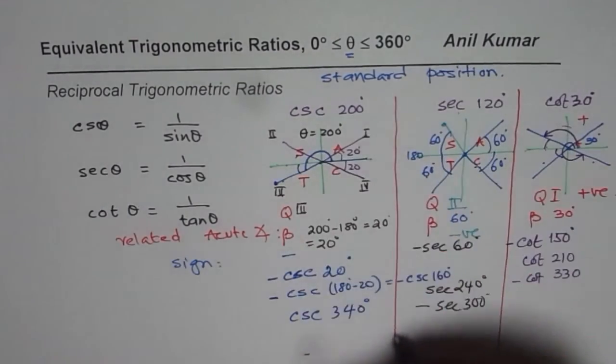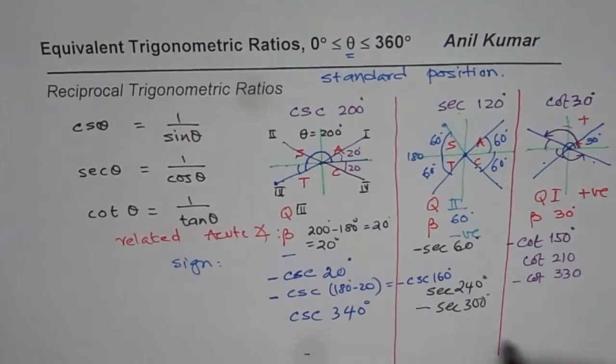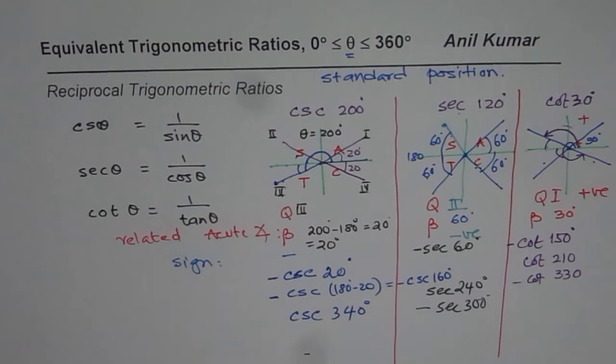So I've done the reciprocal functions also in this particular video, and we already have one with the primary trigonometric ratios. I hope with this you fairly well understand how to find equivalent trigonometric ratios for any trigonometric ratio within 0 to 360 degrees.